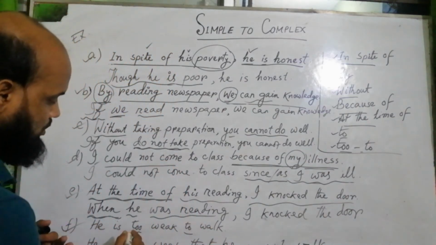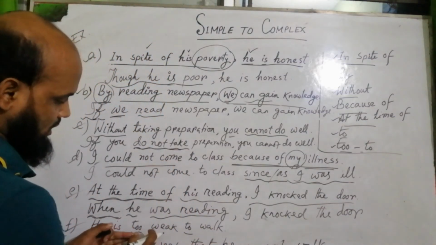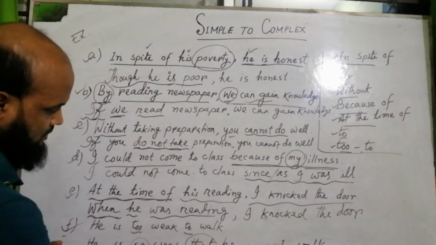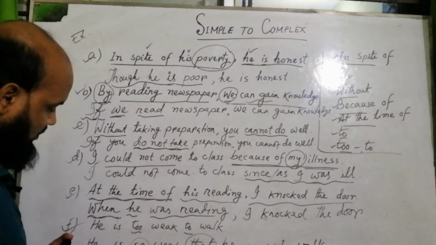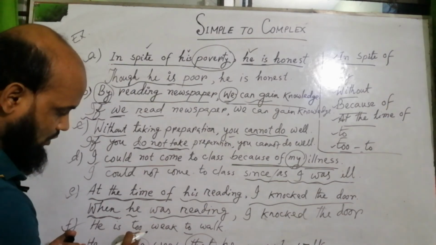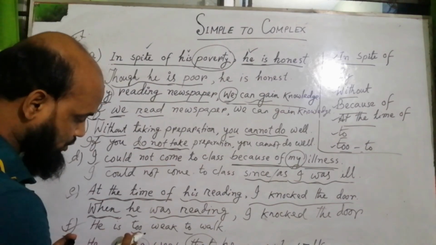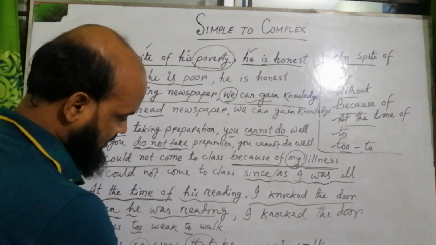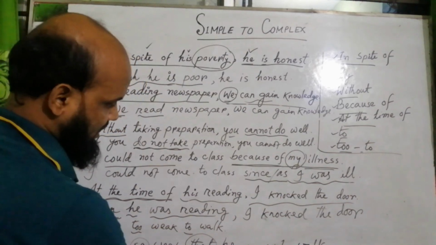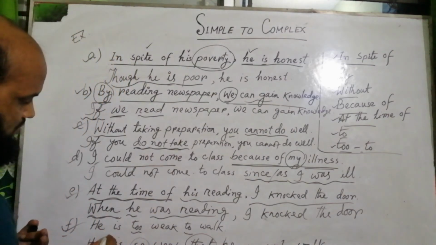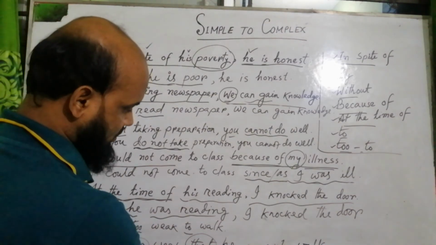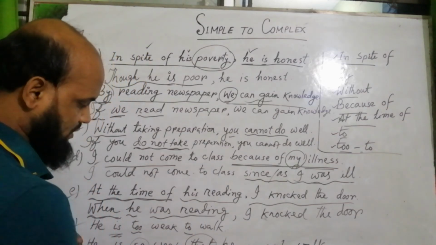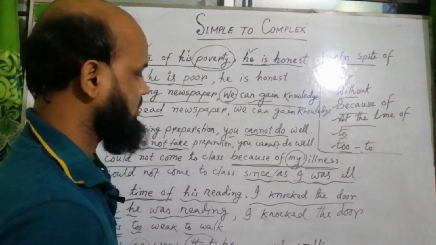So when you see too and to, this is in simple, and you have to write so and that when you are going to make it complex. So instead of too, so, and instead of to, here you can write that and then the subject and cannot or could not. If you see it is in present tense, then you have to write cannot, and if it is in past tense, you have to write could not. So he is so weak that he cannot work.